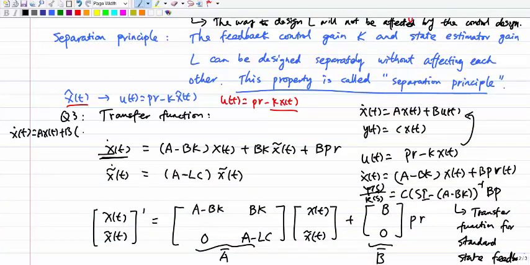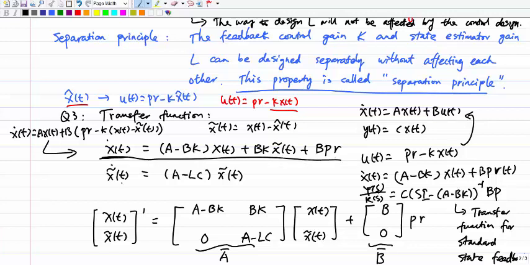And replace u t by p r minus K x hat t, right? Now I further replace x hat t by x t minus x tilde t, where x tilde t is x t minus x hat t. If you just replace this one by my estimated state, and also replace x hat by x t minus x tilde, you get the first equation. This is about how the actual state will change over time.